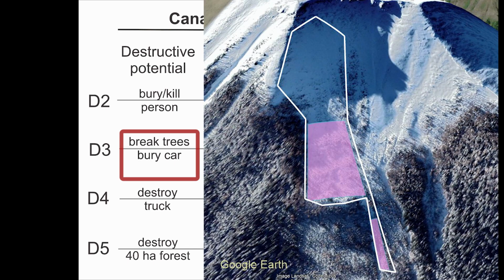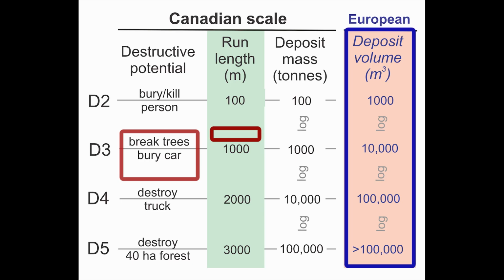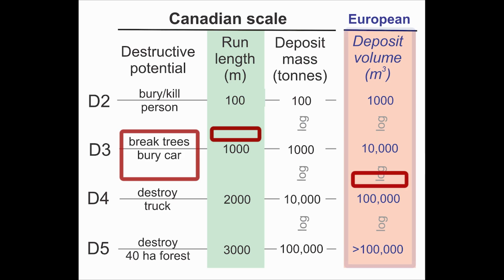Using Google Earth, the run length is about 800 meters, which is just below what is typical of a D3 avalanche. Using my field estimates of deposit depth and combining estimates of deposit area from the field and from Google Earth, the volume of the 2 deposits is about 70,000 cubic meters. Again, the height of the box shows the uncertainty.